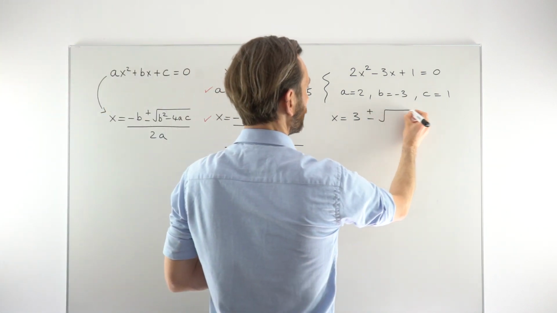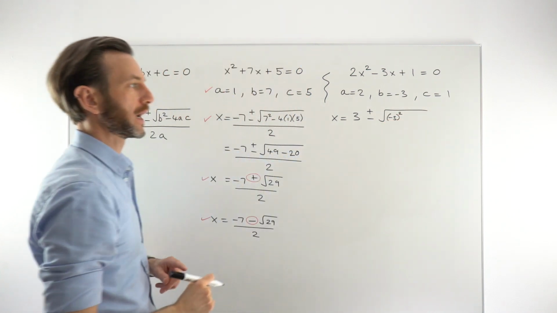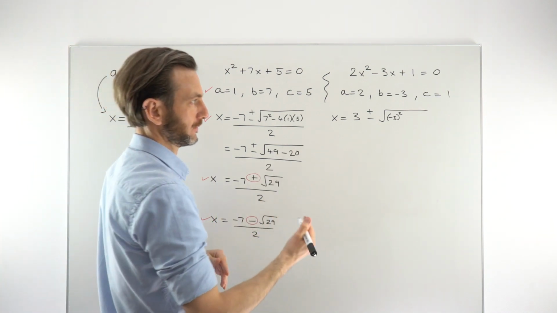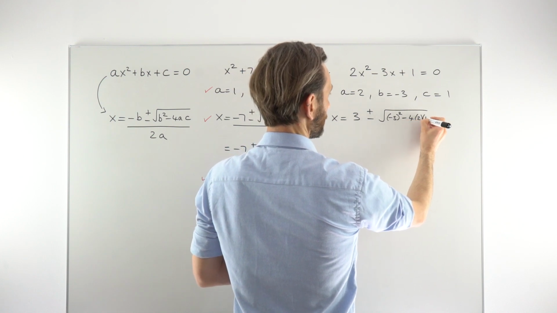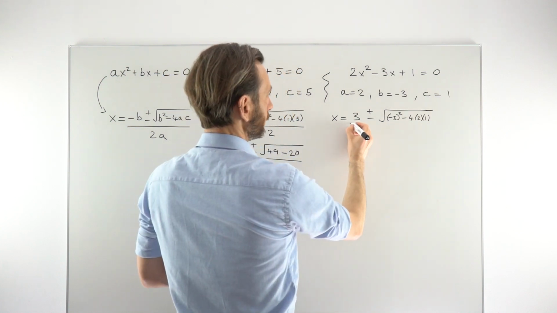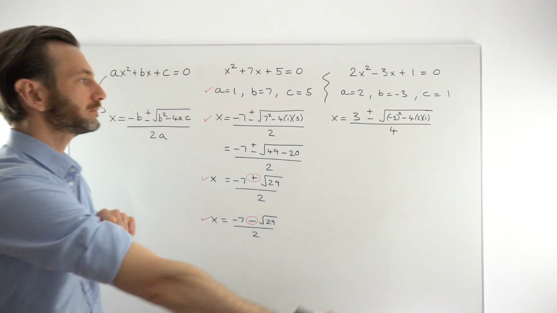Plus or minus the square root of b squared, so it's minus 3 squared. Make sure you use a little bracket for that. Remember, minus 3 squared, a negative squared will be positive 9. Minus 4 times a times c. Make sure your square root covers all of your terms. And divided by 2a, which is 2 times 2, which is 4.